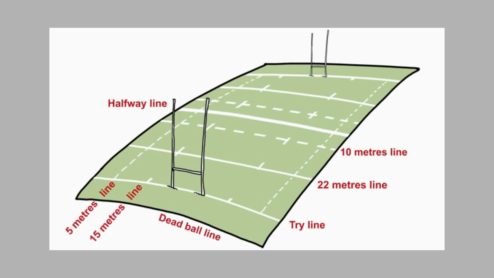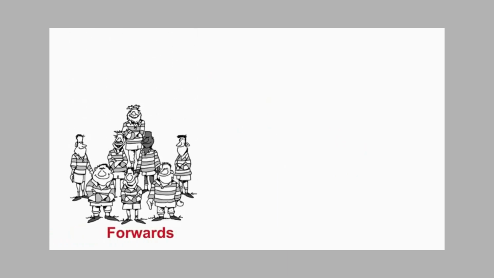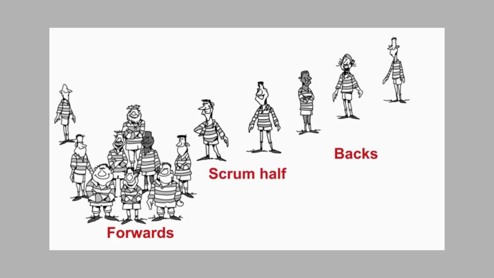A game is 2 halves of 40 minutes and has a half-time break of about 10 minutes. A rugby team has 15 players. 8 of them are called the forwards. These guys form the scrum and line out and do the more heavy work. Next you have 7 players called the backs, and they do most of the fast running. The scrum half connects the forwards and the backs. The last man is the full back.